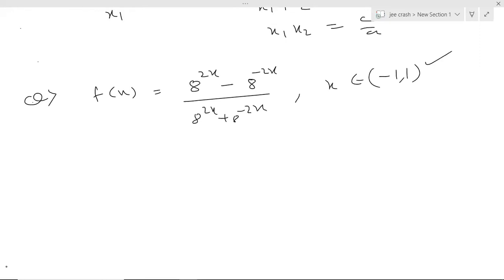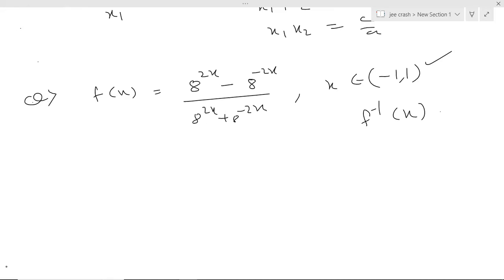You do not have to look at this, not very important. Let's find the inverse. I just told you how to find the inverse. So we have to find the inverse here. Yes, you have to find f inverse of x.